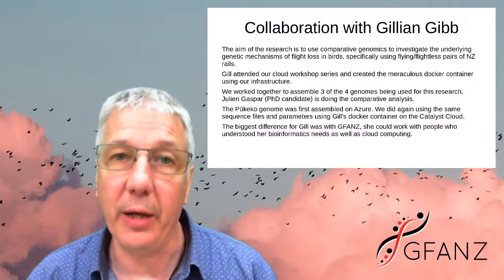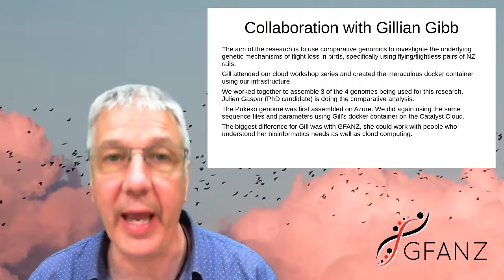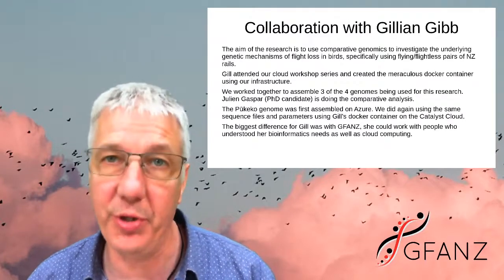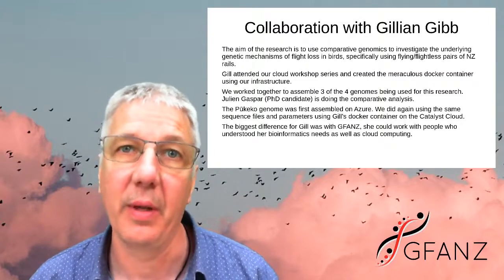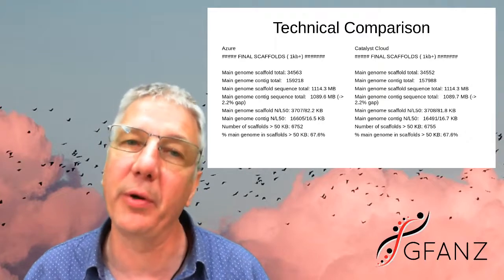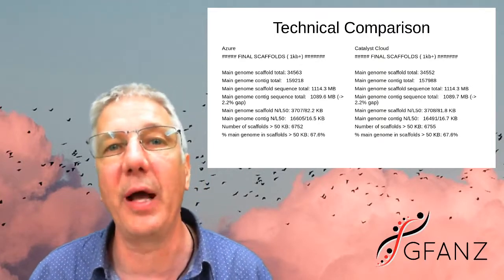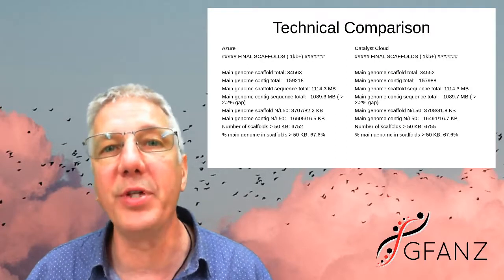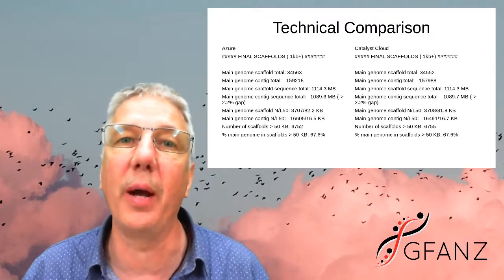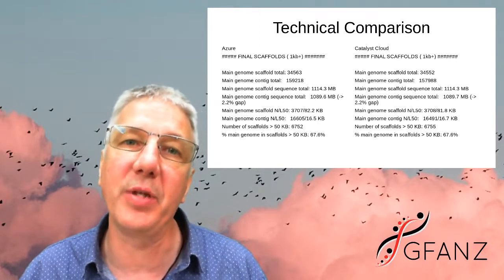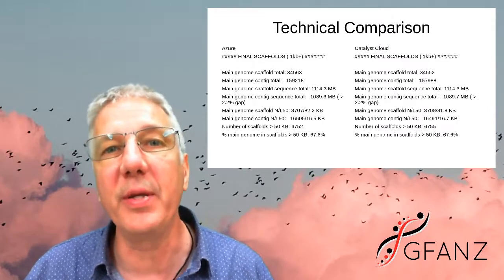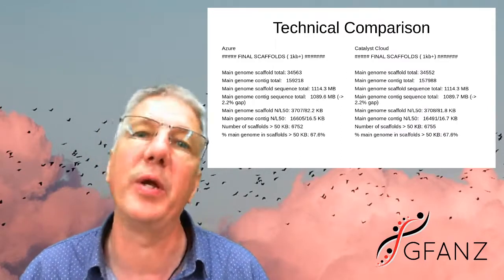So the Pūkeko genome was first assembled on Azure, and we did it again using the same parameters and the same data files with Jill's Docker container on the Catalyst Cloud. In this slide, we see the technical comparison between the assembly done on Microsoft Azure and the assembly done on the Catalyst Cloud. You'll note that there are some small differences in these 2 runs, and this is due to the stochastic nature of the genome assembly program, where a decision is made at some steps, essentially using a coin toss. The fact that these are very, very similar runs allows us to be confident that we can compare them generally.